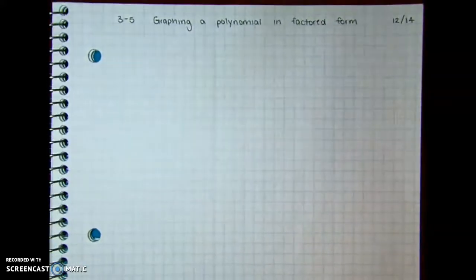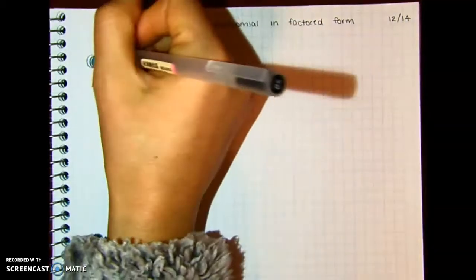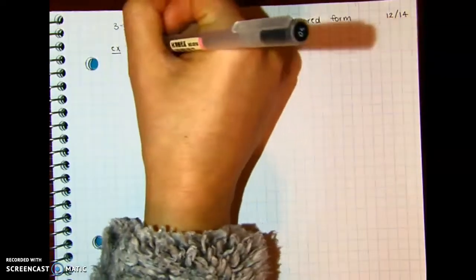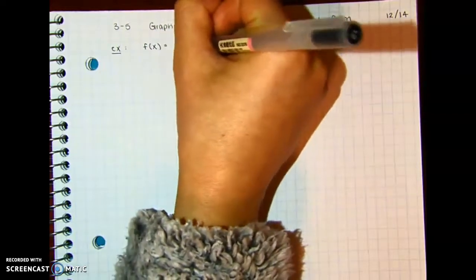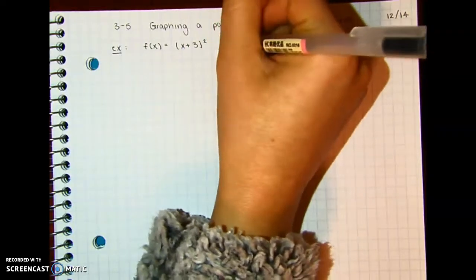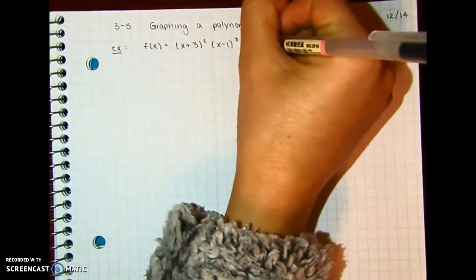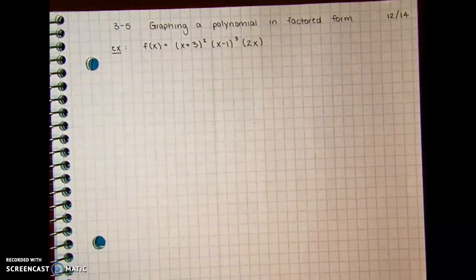We'll do a couple of examples. So the first example: we're going to graph f of x equals x plus 3 squared times x minus 1 cubed times 2x. First thing you want to do, like we have in our directions from the other day, is to set it equal to 0.